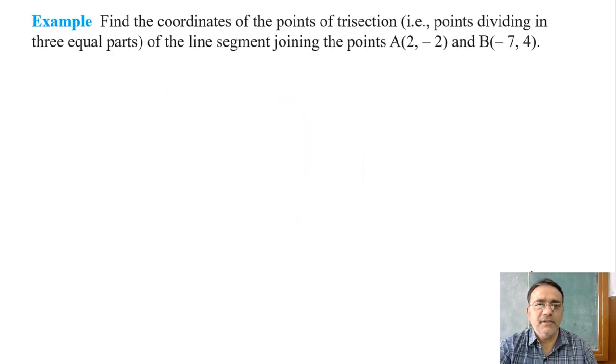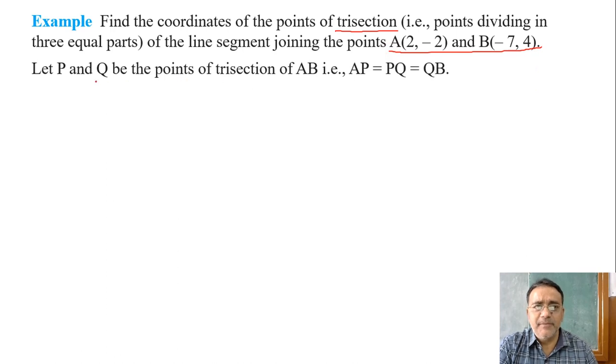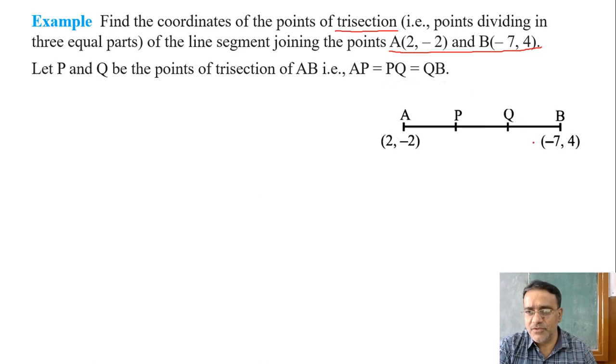Okay, next question, trisection based question. Find the coordinates of the points of trisection, that is points dividing into 3 equal parts the line segment AB. So let P and Q be the points of trisection of AB, that is AP equals PQ equals QB. So this is the rough diagram. We need to find the coordinates of P and Q.